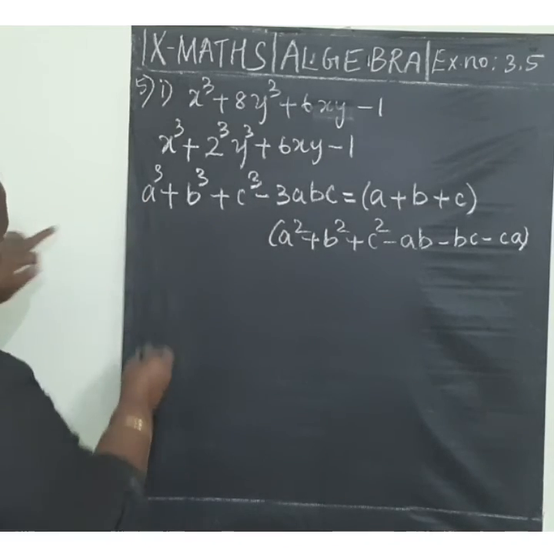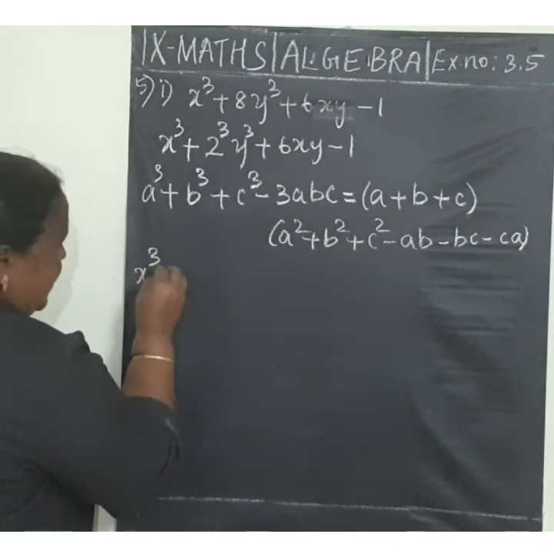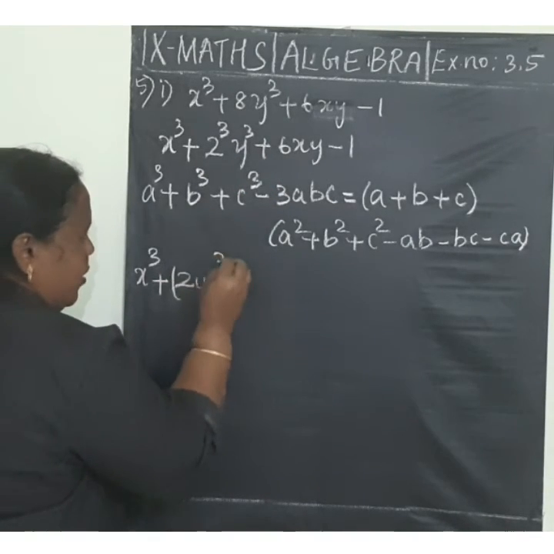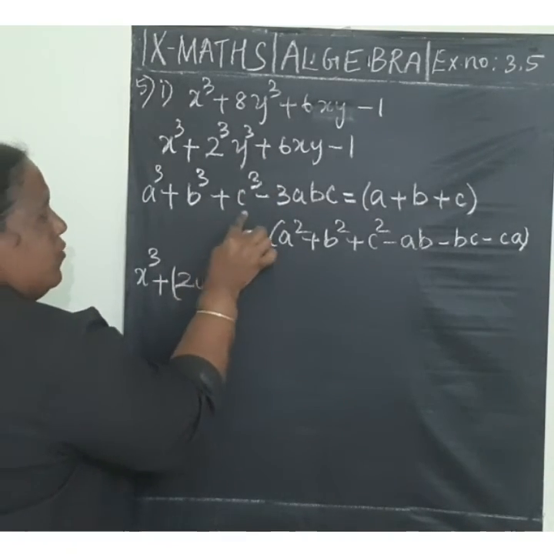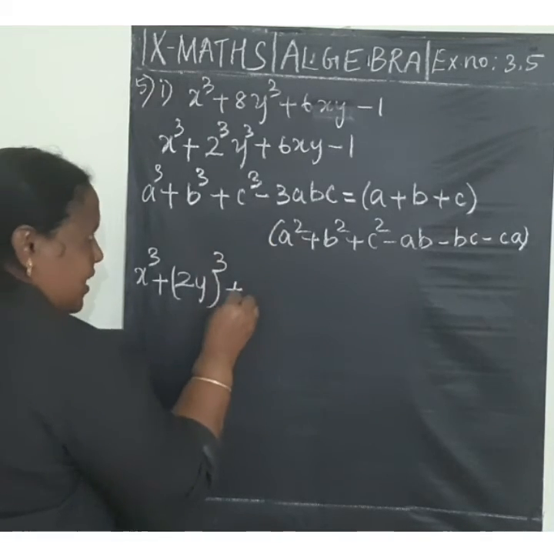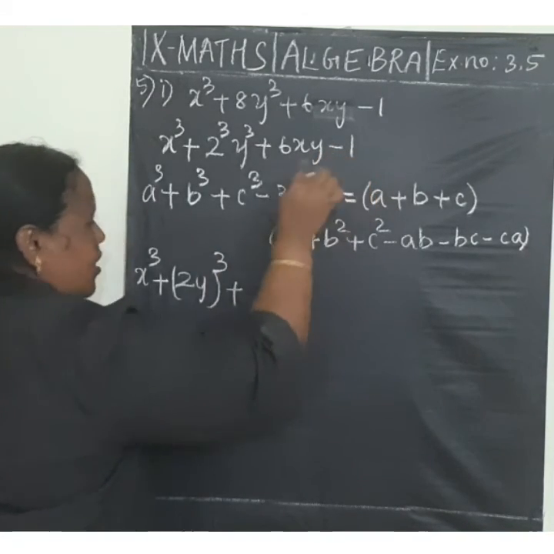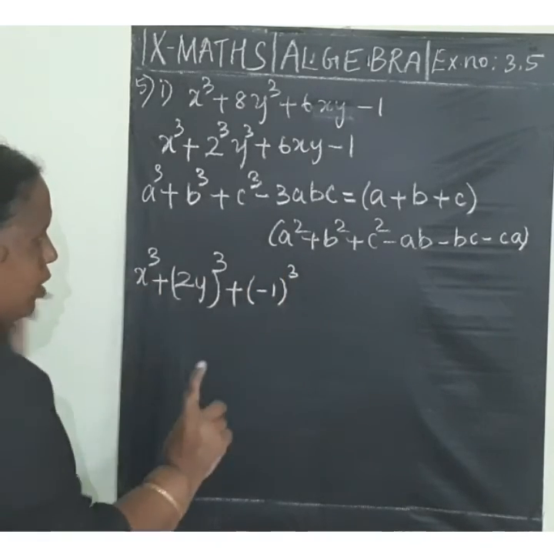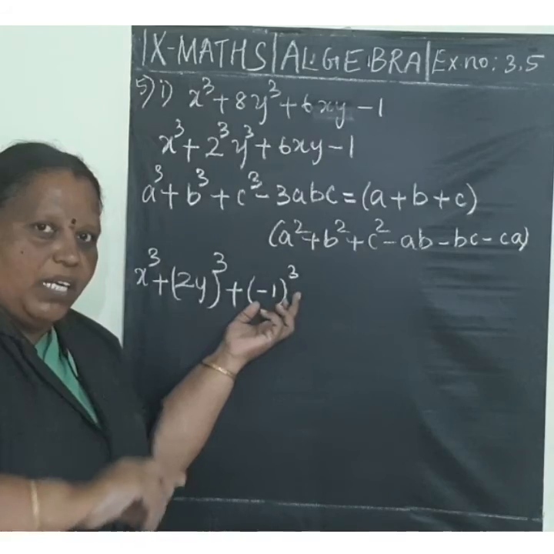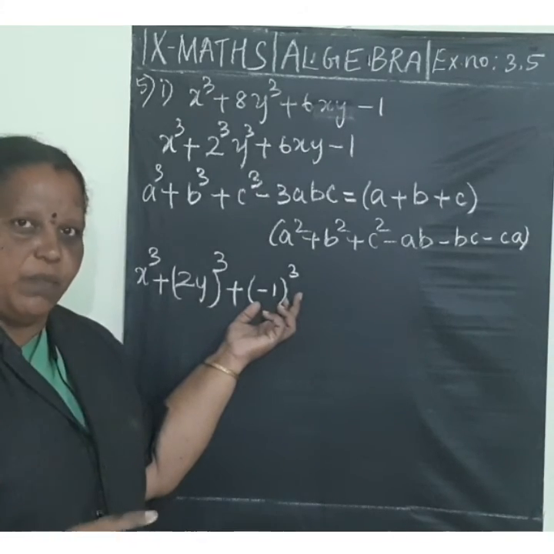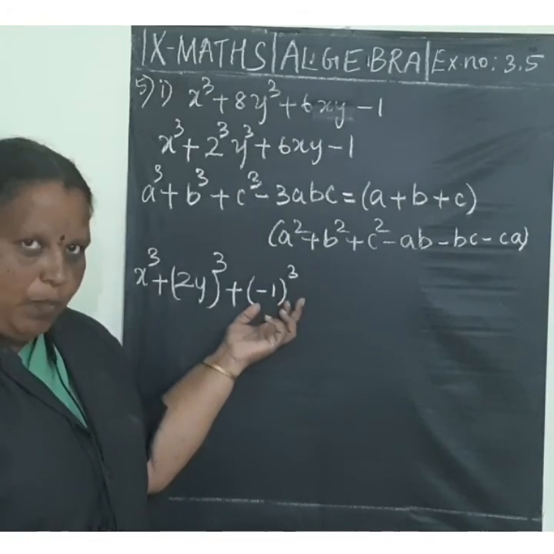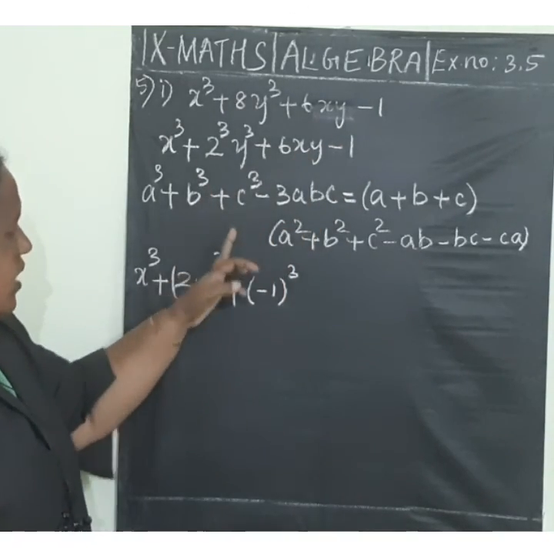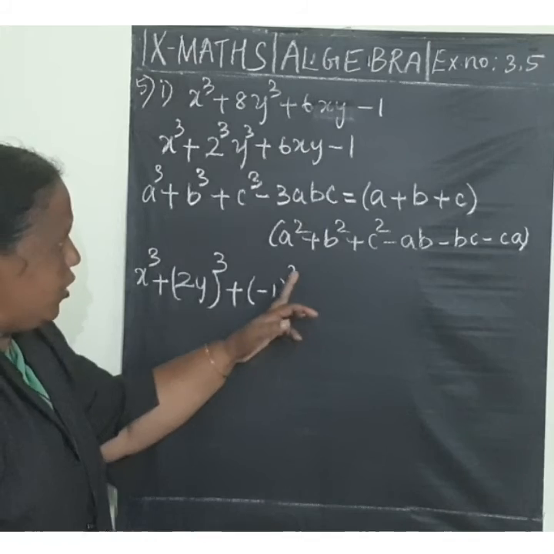Now we have x cube plus 2 cube y cube, which we can write as x cube plus 2y the whole cube. We need this c cube. So for the c cube, here minus 1 is there, so we are writing c as minus 1 the whole cube. Minus 1 the whole cube means if you multiply minus 1 into minus 1 we get plus 1, again plus 1 into minus 1 is minus 1. So we got the minus 1. So for c we are substituting minus 1 the whole cube.